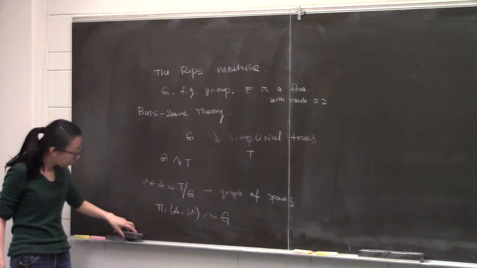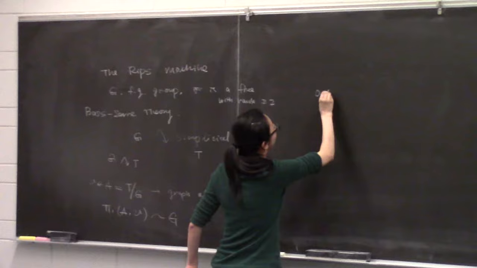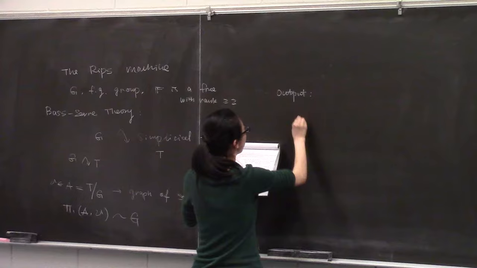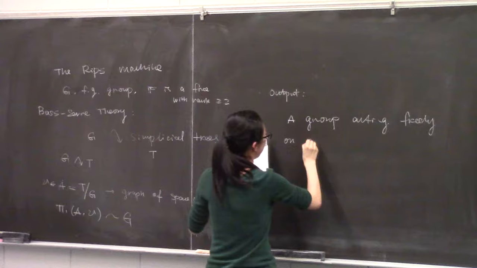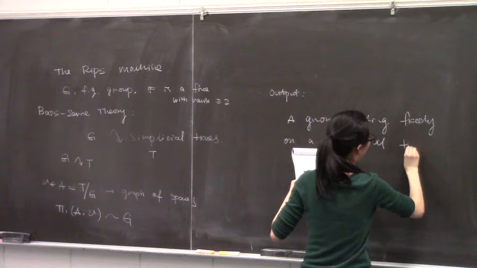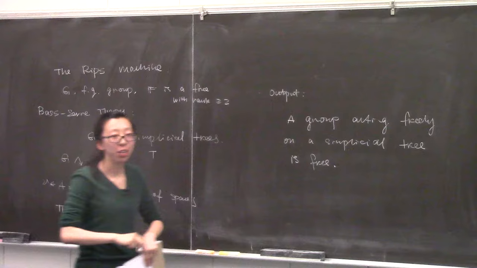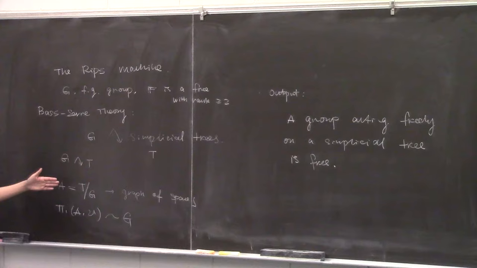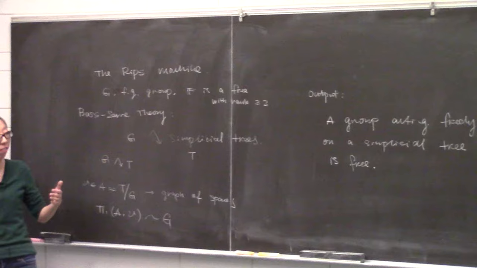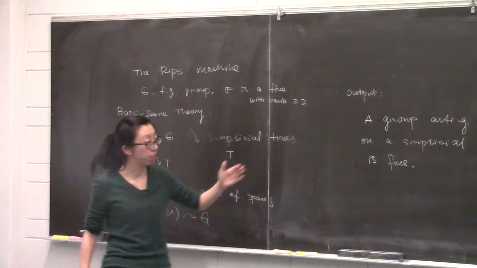And one output of this would be, let me write it down first: a group acting freely on a simplicial tree is free. That is, acting freely means that besides the identity, no element has a fixed point. Then if you take the quotient, all the edge stabilizers and all the vertex stabilizers will be trivial. So you have a graph. The fundamental group of a graph is free. Okay, and so far is everything clear?